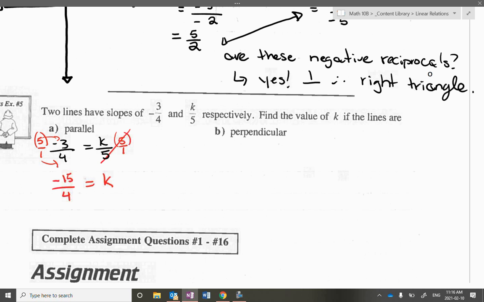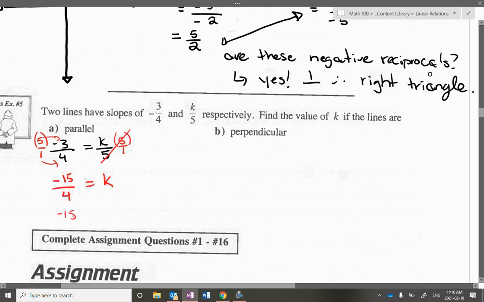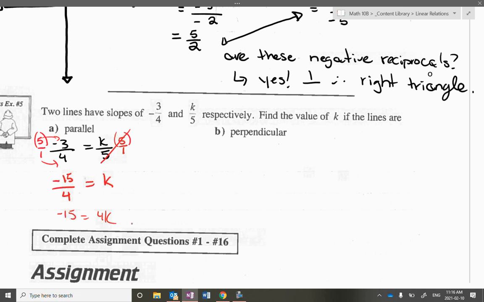You can't just multiply both sides by 4. Okay, if I multiply both sides by 4, I get -15 equals 4k, which we don't care what 4k is. You can have a fraction as an answer. My moral of the story.